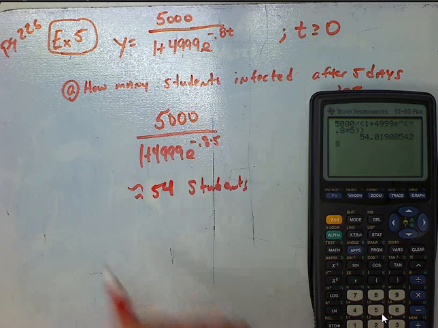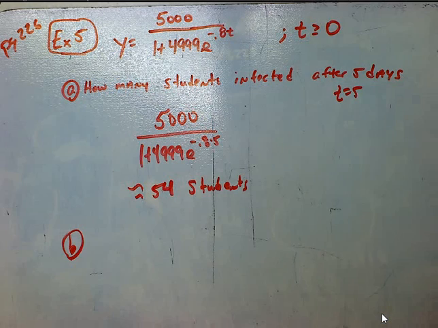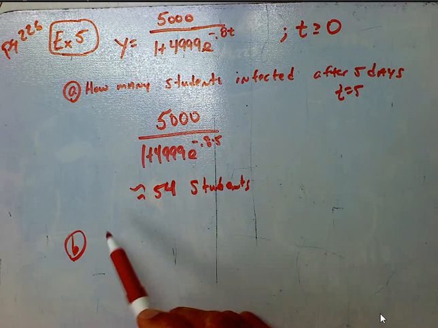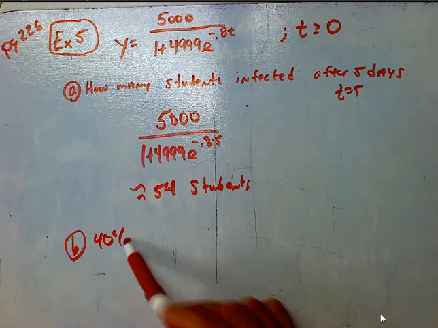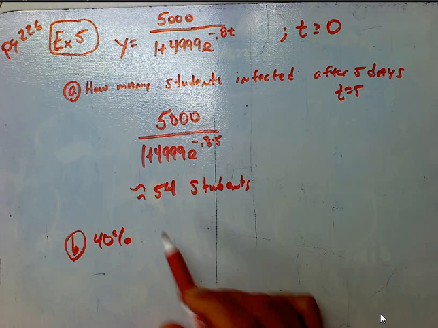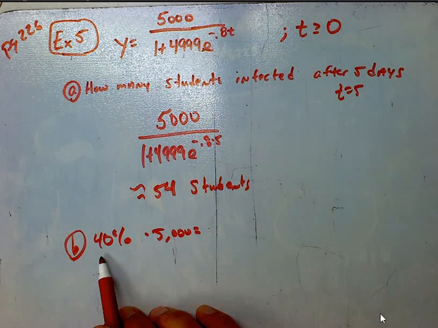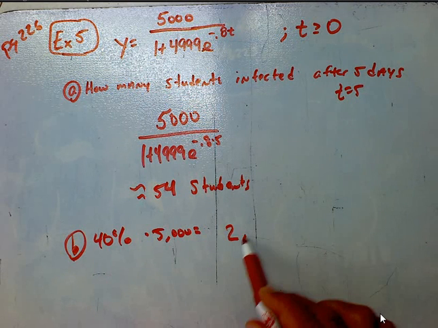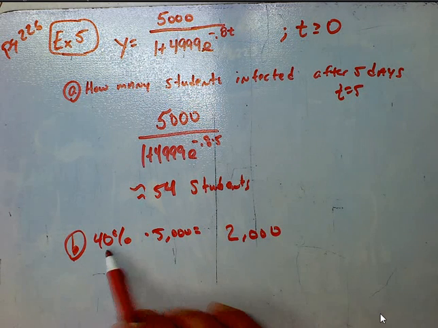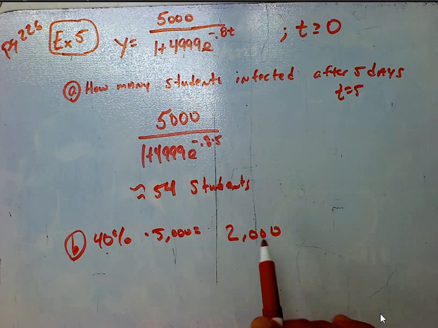Part B is a little trickier. It says that if 40% of the students are infected, they will cancel class. There's 5,000 students altogether, so 40% of 5,000 is 2,000. Take 0.4 times 5,000. So to cancel class has to be 2,000 people infected, so the question wants to know how many days will it take for there to be 2,000 people infected.